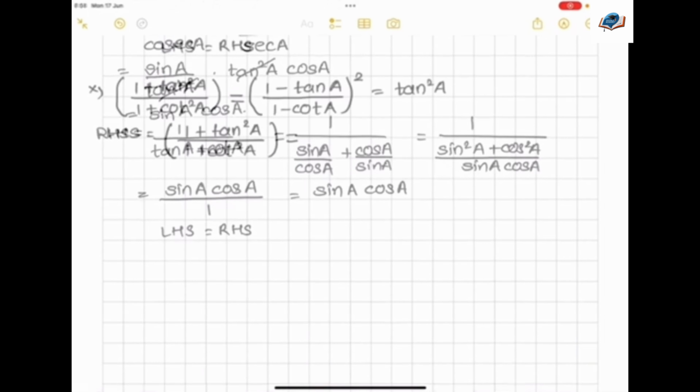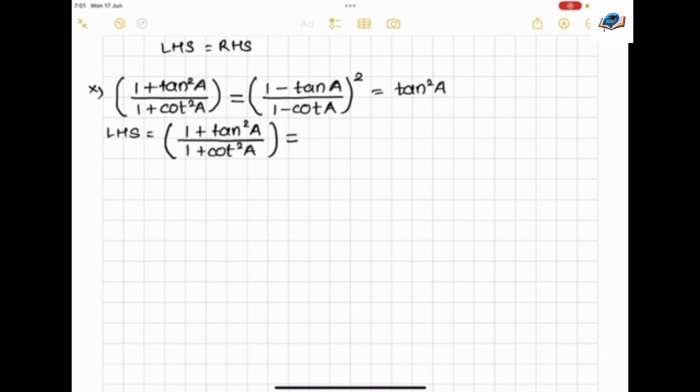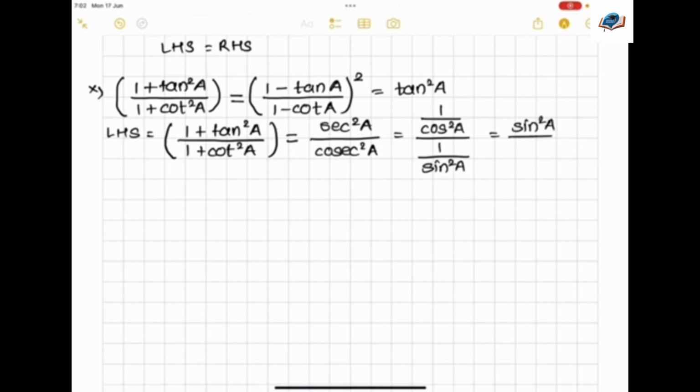Now last, 10th one is (1 plus tan square A) upon (1 plus cot square A) equal to ((1 minus tan A) upon (1 minus cot A)) whole square equal to tan square A. Now LHS I have taken. Now 1 plus tan square A will be sec square A upon cosec square A. So sec square means 1 upon cos square and cosec square means 1 upon sin square. So that will be sin square A upon cos square A. So that is tan square A. So first one I proved it is equal to tan square A.